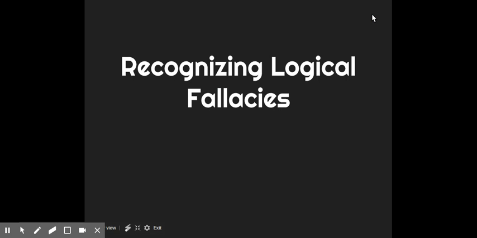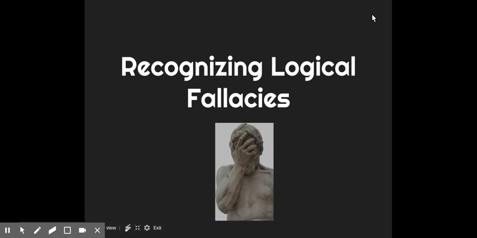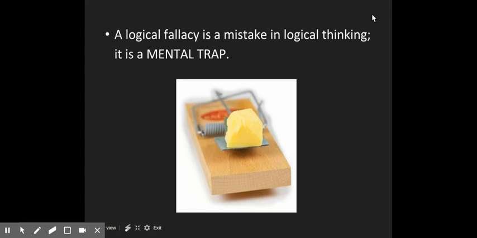Hello everyone, today we are going to be talking about logical fallacies and how to recognize them. So what is a logical fallacy exactly? A logical fallacy is a mistake in logical thinking. It's a mental trap. So when you hear the word fallacy, you can also think of the word false. It's a false way of thinking. It's not logical.